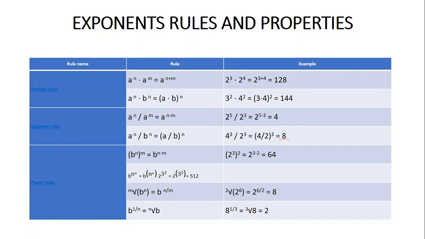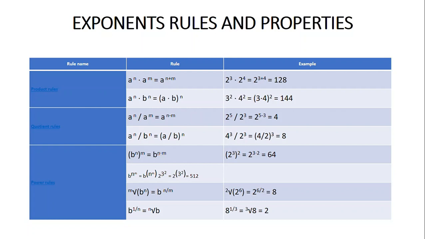Power rules. We have 4 cases here. The first case is b to the n power to the m power. We have a double power affecting b. In this case we have to multiply the exponents. Then it's going to be b to the n times m.